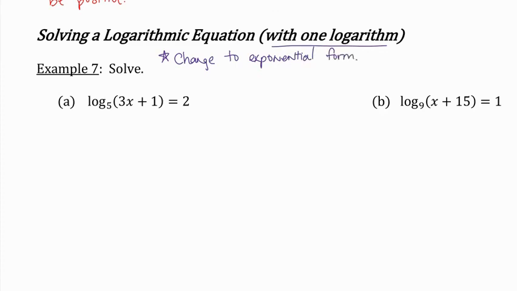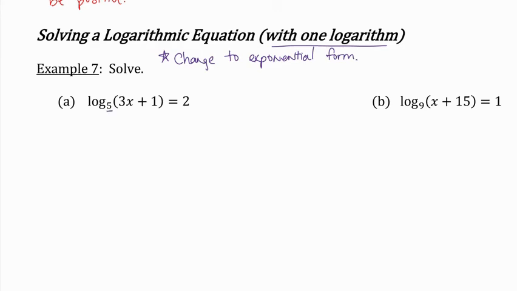Okay, because I can't just drop the logarithm. The only way you can drop it is if you have a log on both sides. Since I only have it on one side, I'm going to use that rhyme we talked about before. The base becomes the base. The other two switcheroos. We're going to change this to exponential form.